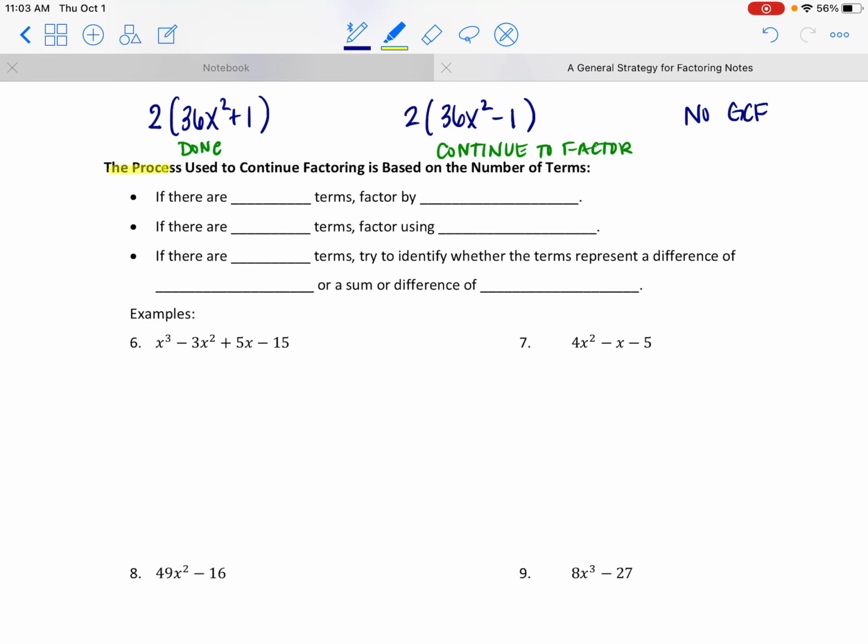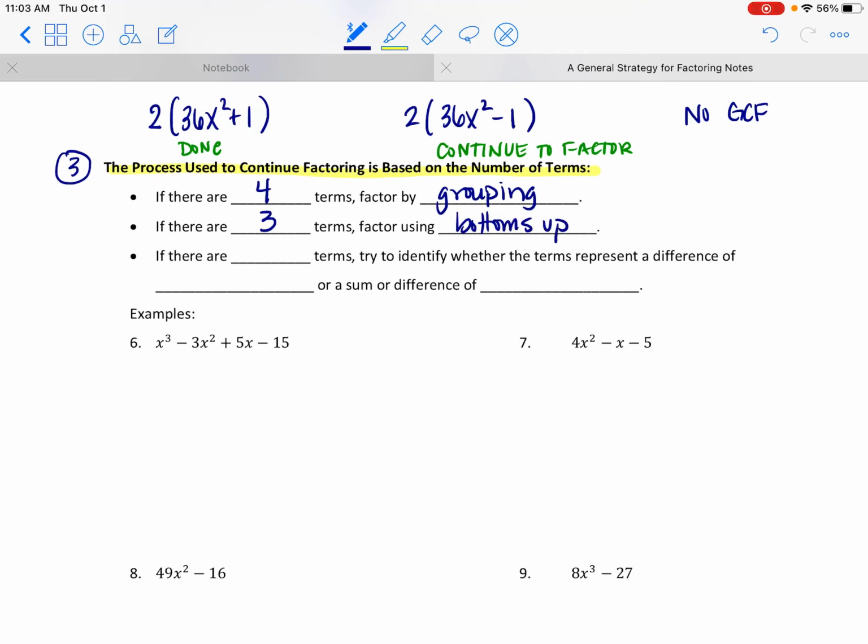So the process used to continue is based off the number of terms that are in our polynomial. So third, we're looking at how many terms there are. If there are 4 terms, we said we're going to factor by grouping. That's where we cut our 4 terms into 2 groups of 2 and look for the GCF in each group. We said if there are 3 terms, then we're going to factor using bottoms up.